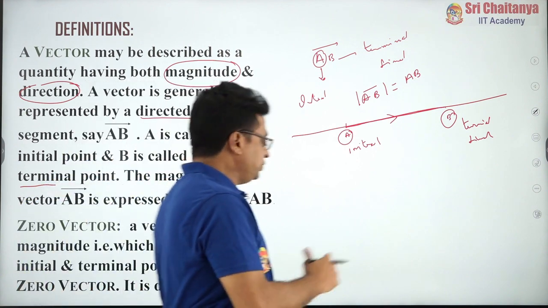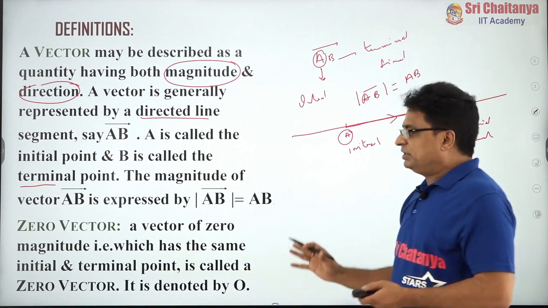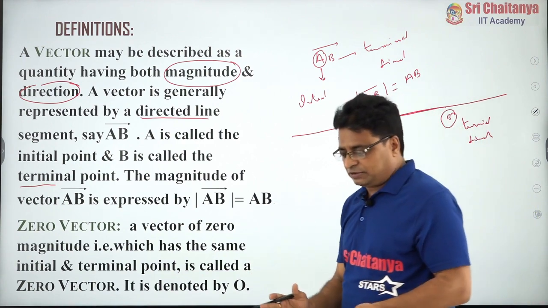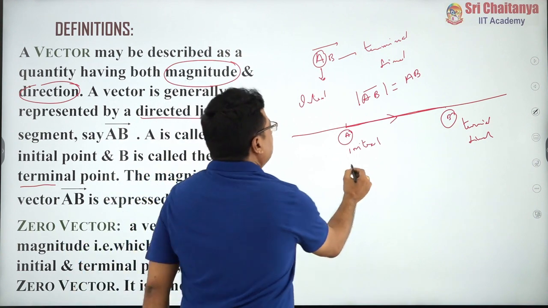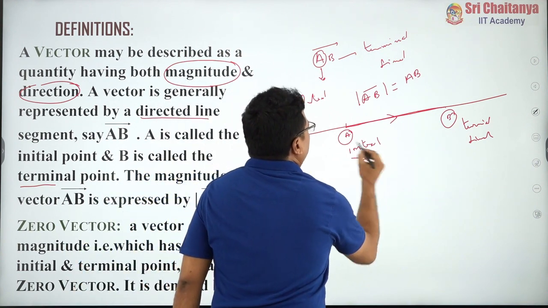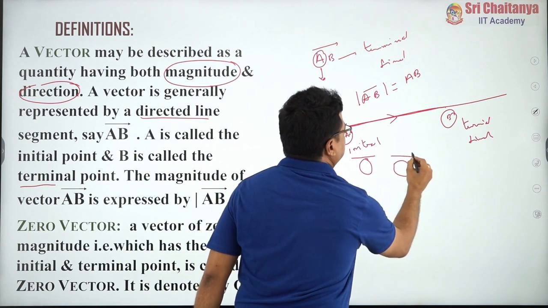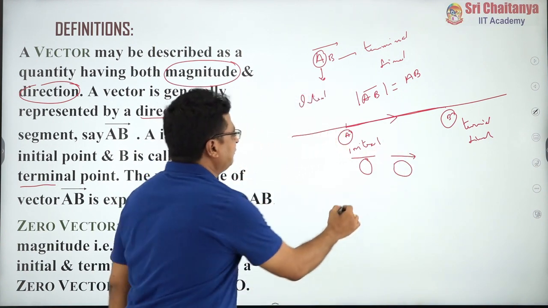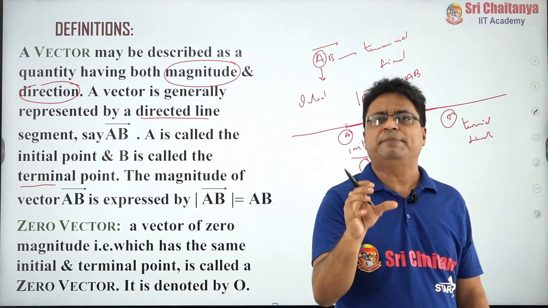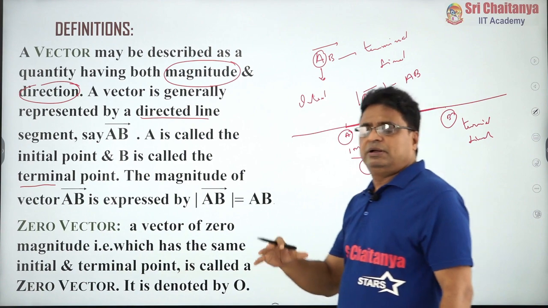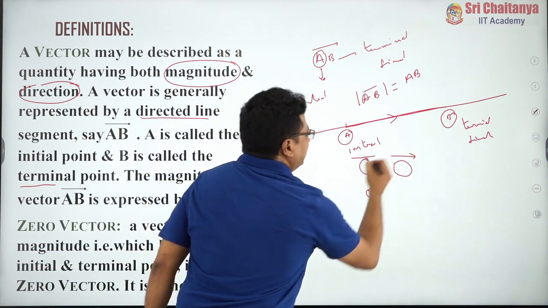Now, coming to the zero vector. The next important definition is the zero vector. The zero vector is also a vector, having magnitude 0. In general, the zero vector is denoted by O bar, like this. And the magnitude of the zero vector is 0. Magnitude is always a number, any real number. Okay. So, the vector is represented like this.